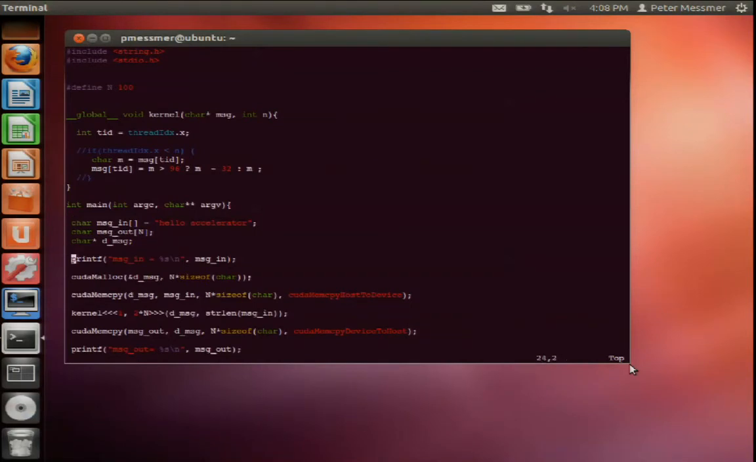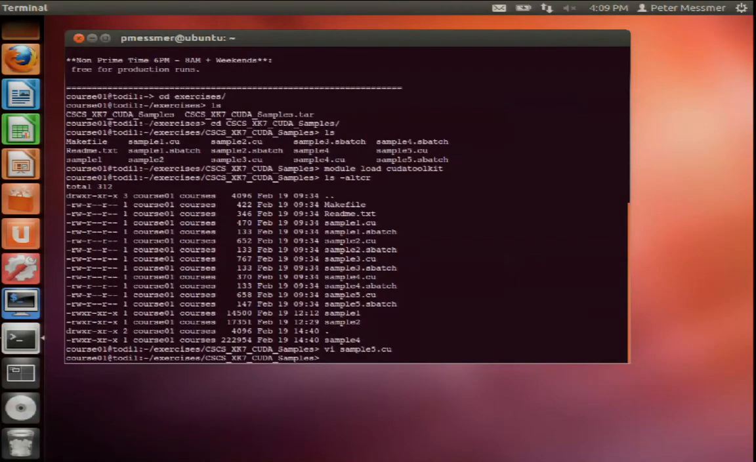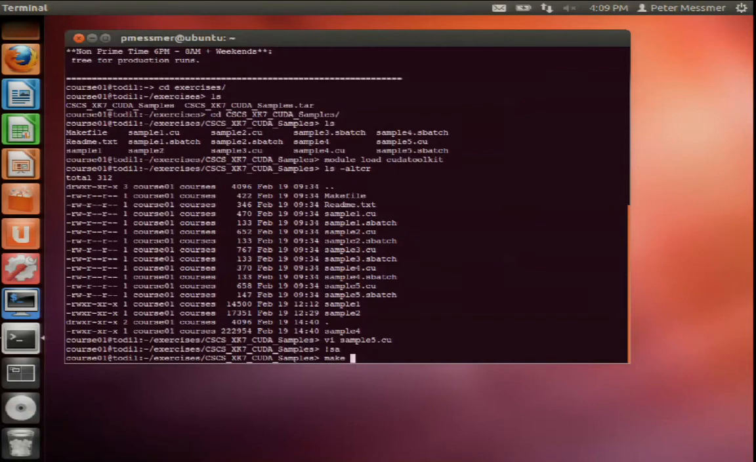This is exactly the same as sample2, but what we've done is that instead of launching n threads, we're now launching 2n threads. So we're launching way more threads than we have allocated buffer space. In that example, we allocated a buffer of 100 elements, and we're now going for 200 threads. So we're accessing out of bounds. So we need to make that one.